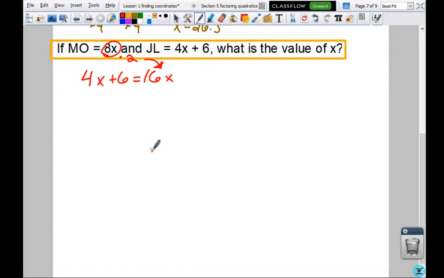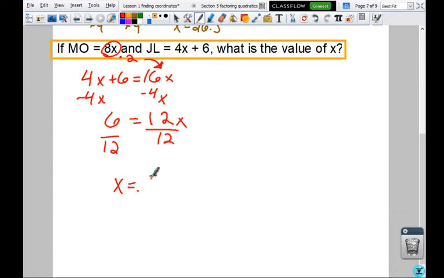Ryan, what's our first step? We're gonna minus 4x on both sides. What do I get after I minus 4x over here on the right side? 12x. Thanks, Ryan and Finn. Alright, I still got a 6 here. What's my last step, Kylie? And what do we get for our final answer? Yep, 1/2 or 0.5.